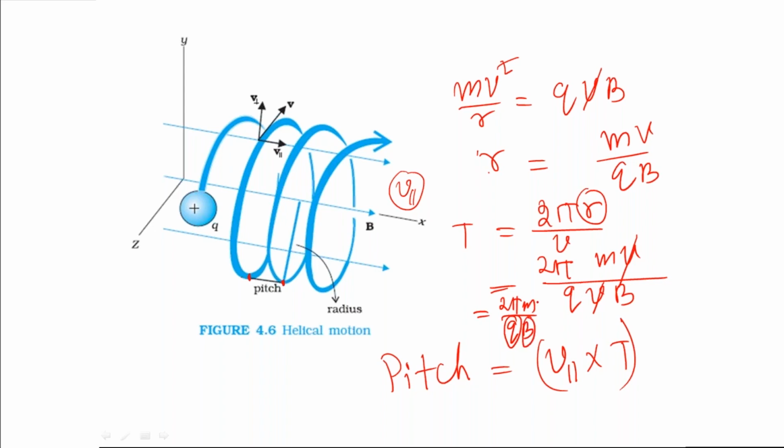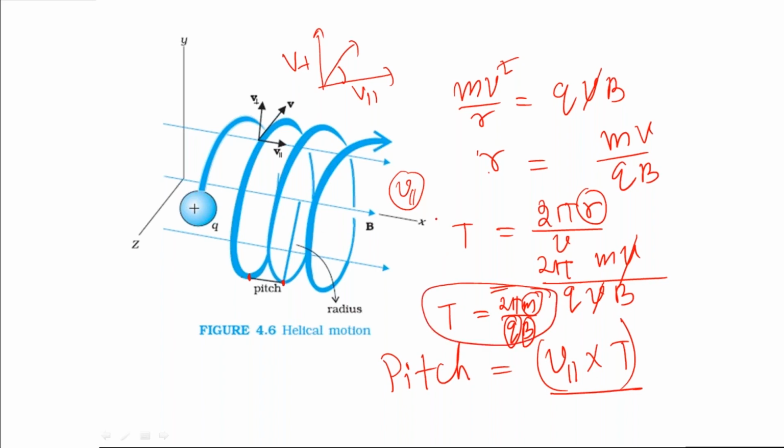And if the velocity is given, and you know the angle between the velocity and the magnetic field, you know the parallel component as well as the perpendicular component. With that you can find v parallel, and if you multiply it by this term, you will get the pitch of this helix. This is a question which you may come across.